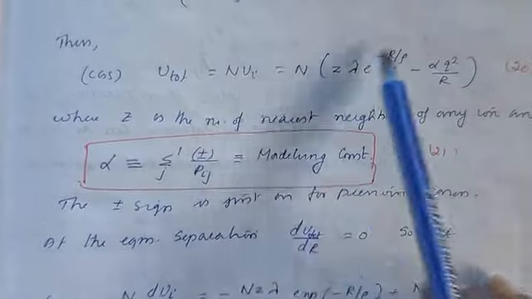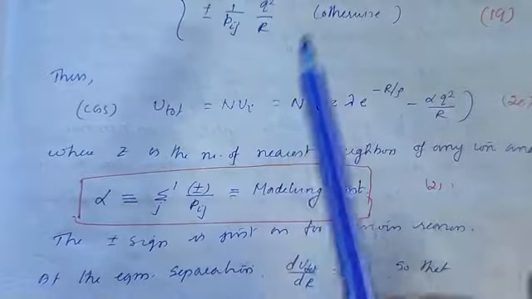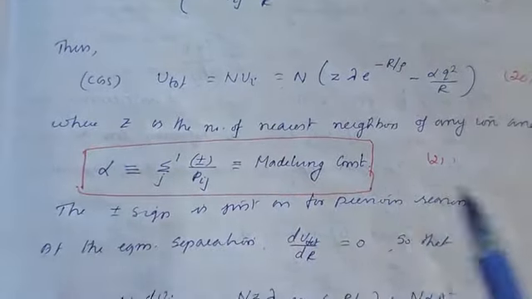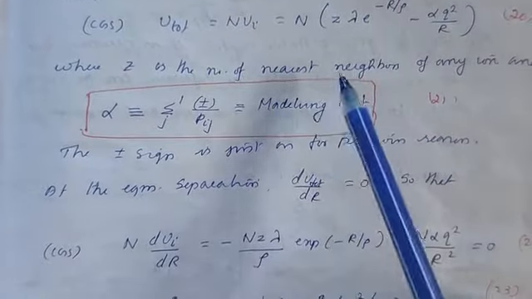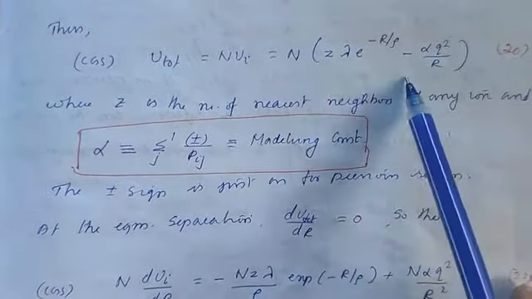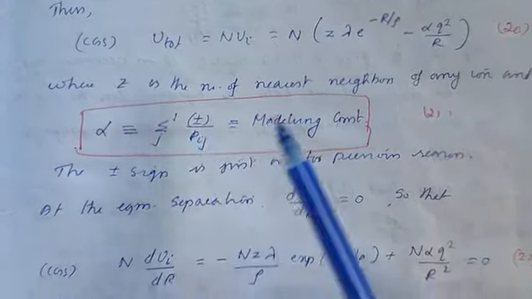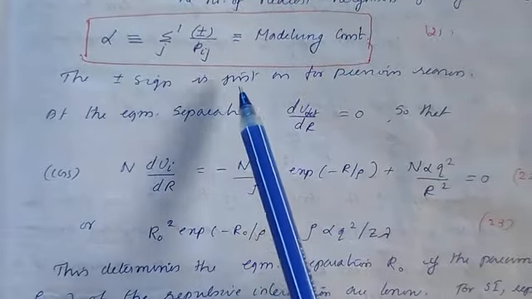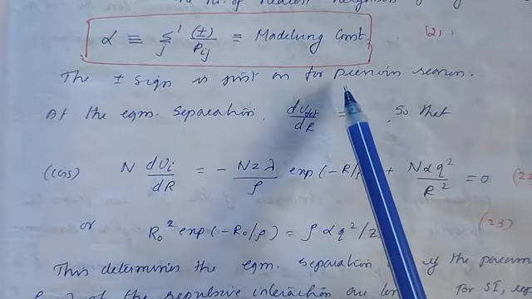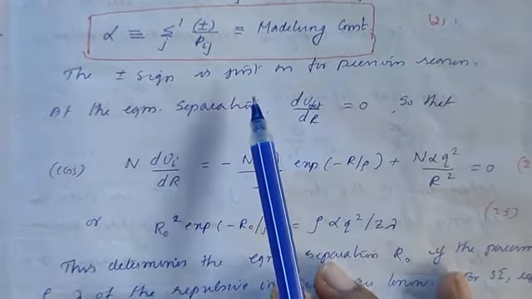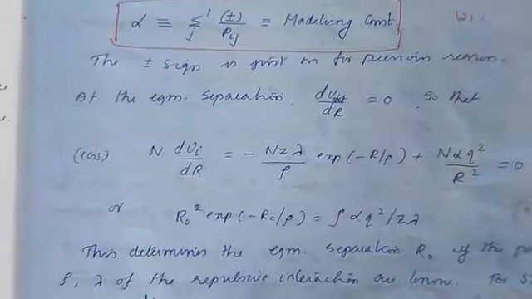So the total energy can be represented by this, including the total number of atoms or interactions possible. This will become in this form, where Z and alpha are defined as here. The plus or minus sign is just as for the previous reason that we have described before.